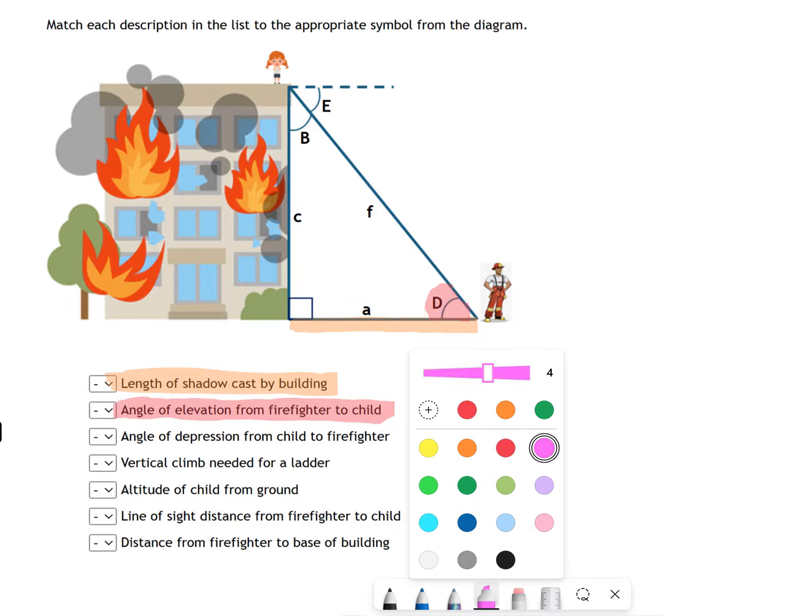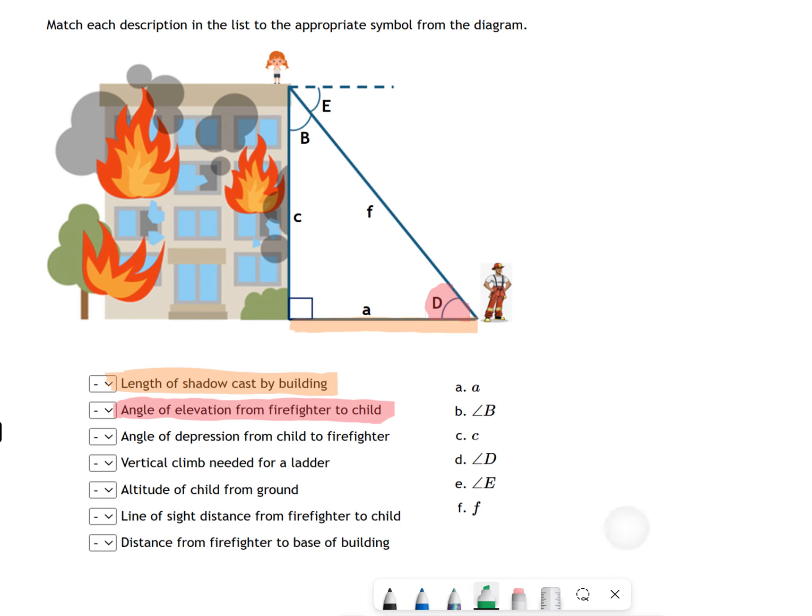Next, that's going to be angle of depression. So angle of depression is very similar to angle of elevation. It's another angle, but now we're going from the child to the firefighter. And you see there's two angles that actually do that. There's these two angles up here, and people sometimes get confused over which one of those is the angle of depression. Well, it's how much the child looks down by, okay? And that's the amount she's looking down from the horizontal, so that we call the angle of depression.